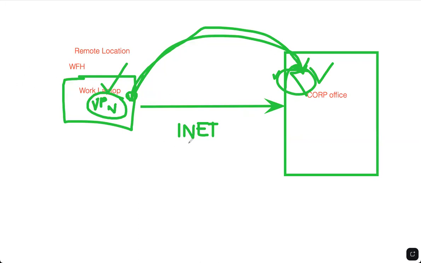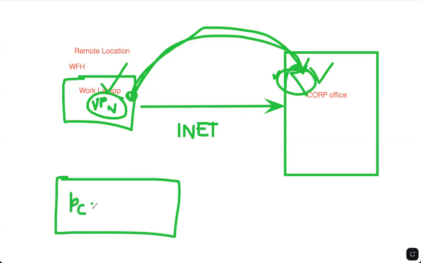Now, let's say there are two PCs in the same company. So let's say there is a corporate company, there is a PC1 and PC2. The PC1 should be able to communicate with the PC2. Now, as a network engineer, I should be able to make them communicate inside the same location. That is called LAN, local area network.